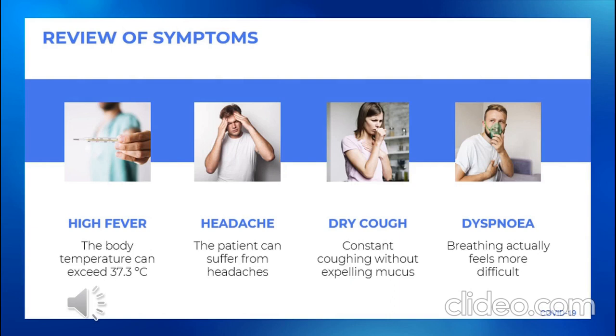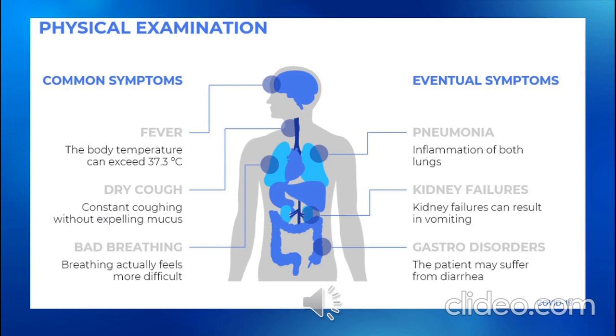Review of the symptoms. The principal symptoms are fever, high fever, headache, dry cough, and dizziness. Look at the picture and recognize the two different kinds of symptoms according to the physical examination. The left part shows the common symptoms, and the right part shows the eventual symptoms.